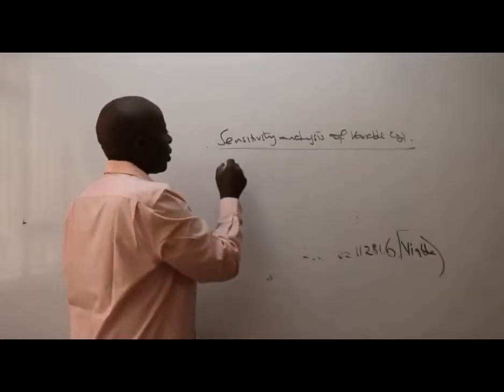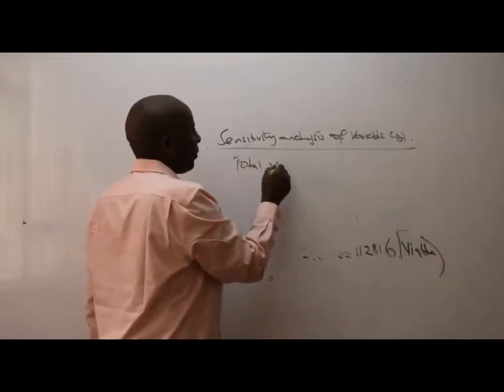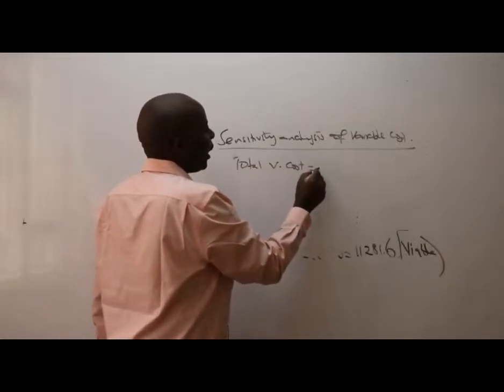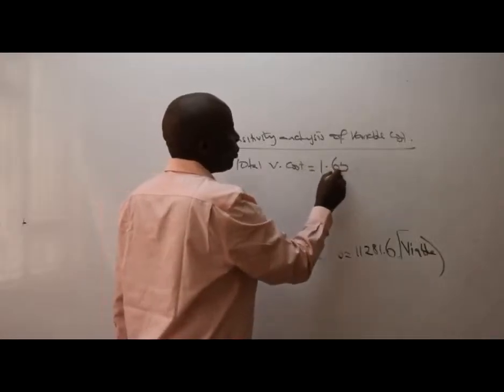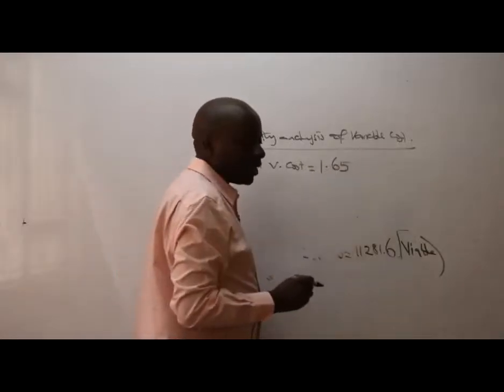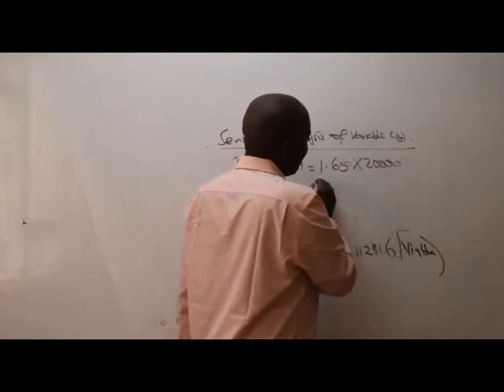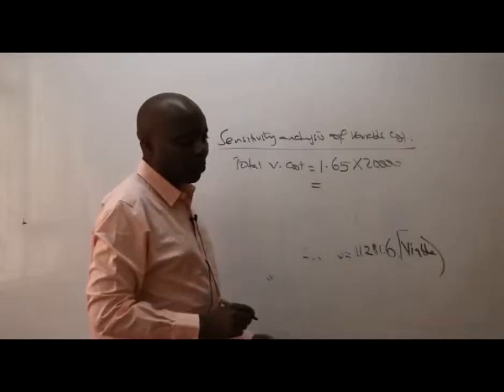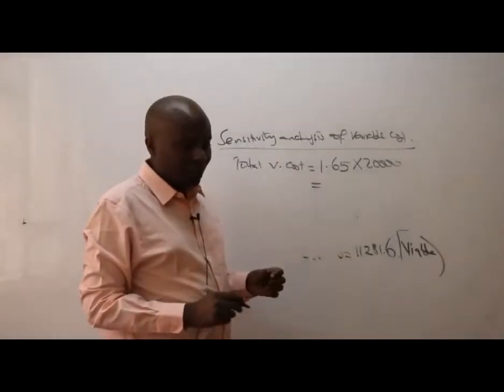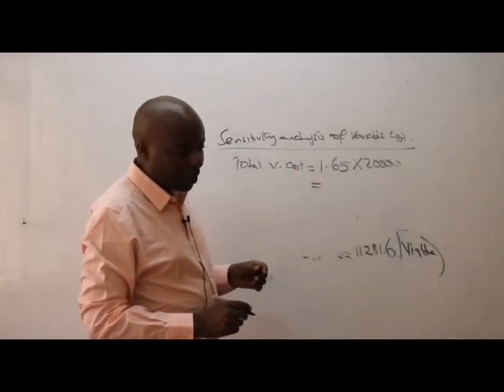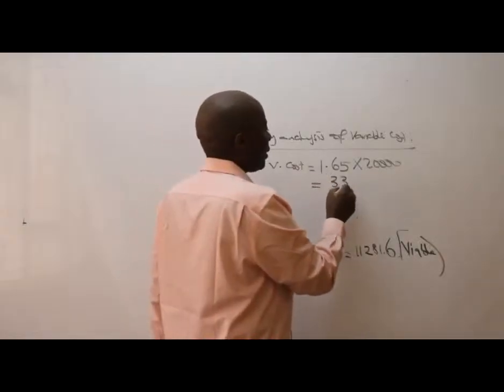So I would need, first of all, to calculate the total variable costs. You guys told me that the variable cost per unit was 1.65, all right? Times number of units here, which are at 20,000. So then this one here will end up giving us what figure? What is 1.65 times 20,000, somebody? 33,000, Michelle tells me. 33,000, like that.